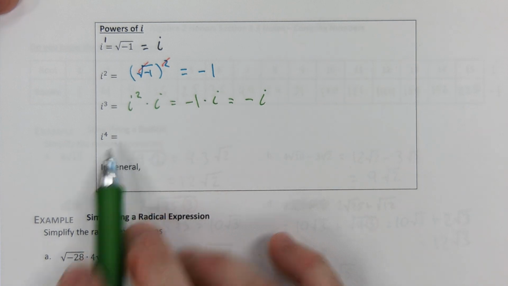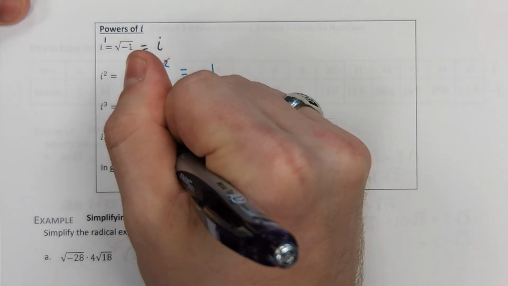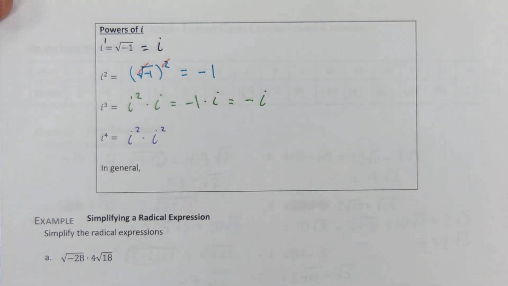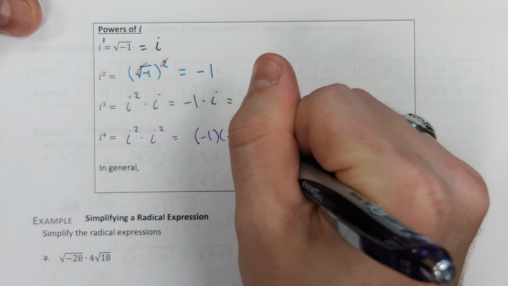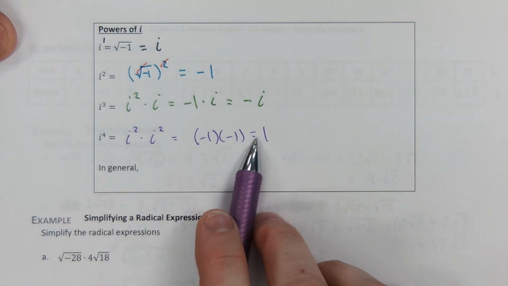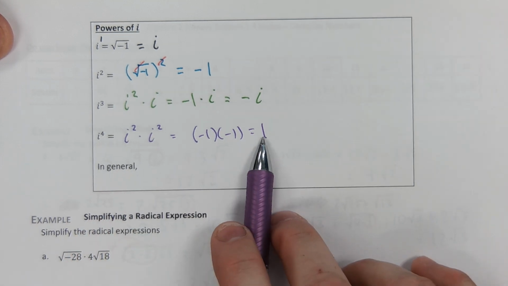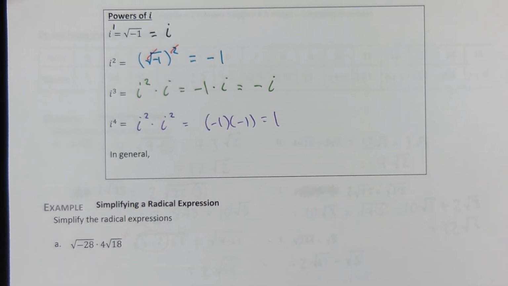And then this last one in here says i to the fourth. Think of i to the fourth as saying i squared times i squared. Again, the reason why I want to do it that way is because i squared is -1. This now says -1 times -1, which is 1. Another real number. And because of this result, since i to the fourth is 1, so is i to the 8th, i to the 12th, i to the 16th, i to the 32, i to the 100.